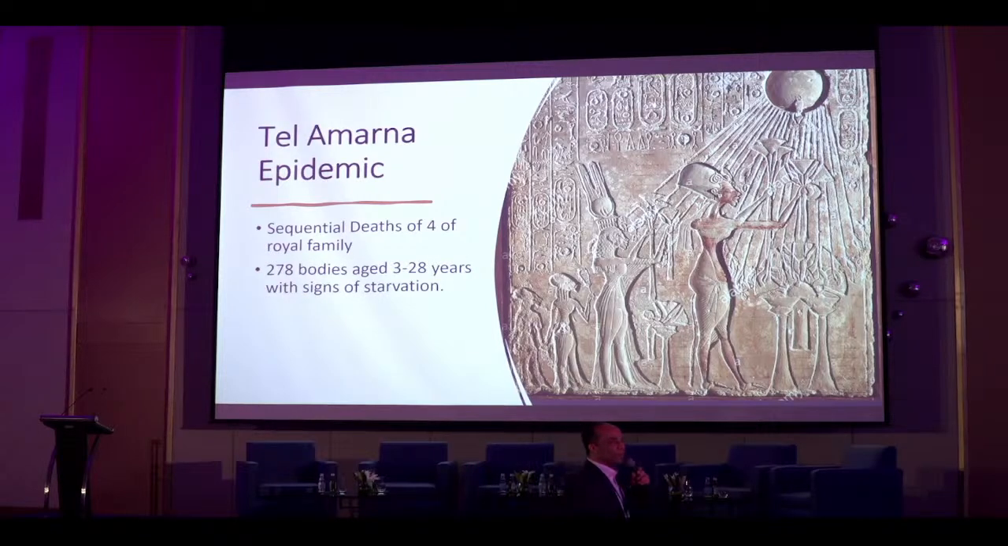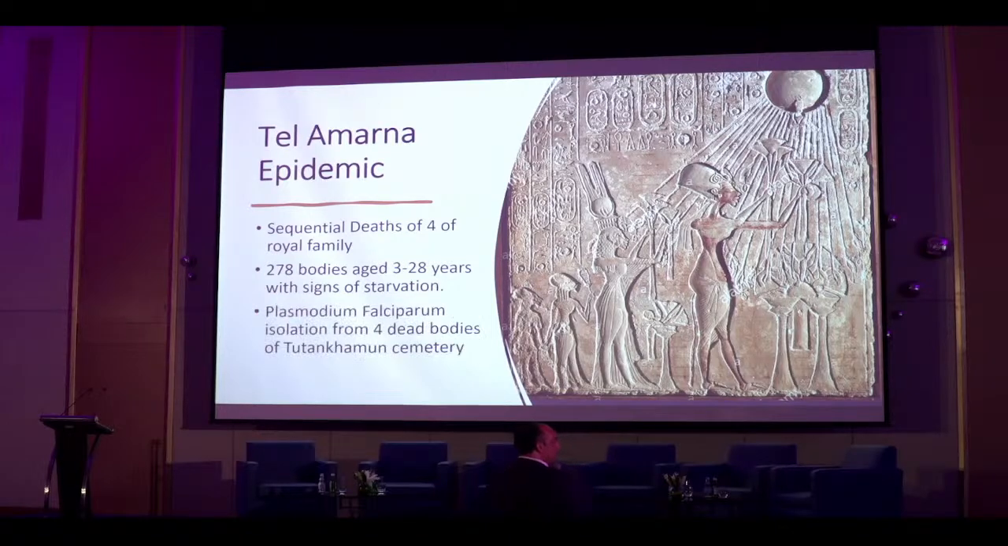Another thing: there were big funerals and big tombs, a cemetery, which contains 278 bodies aged from 3 to 28. This is a very young age for death in ancient Egypt. So why did these people die? They started to investigate, and from paleopathology again, we found Plasmodium falciparum in these dead bodies, which means an epidemic of malaria happened in Tell el-Amarna and killed these people at that time.